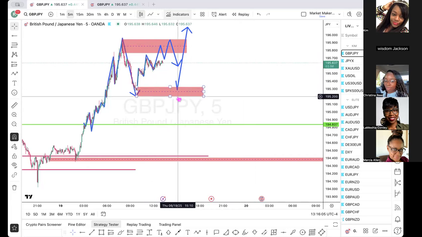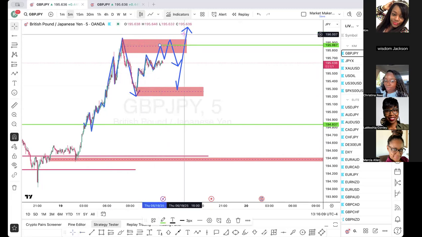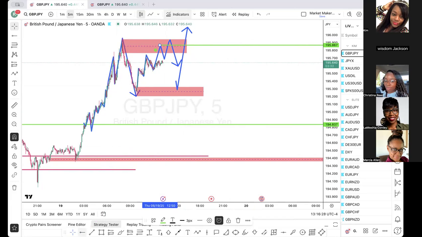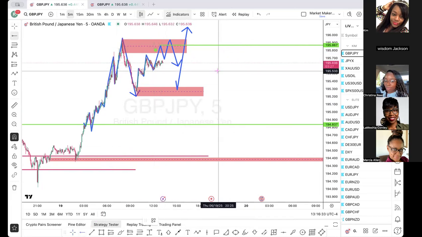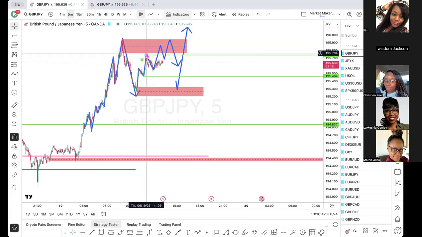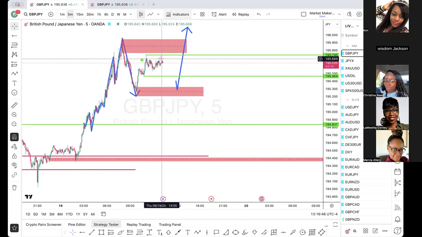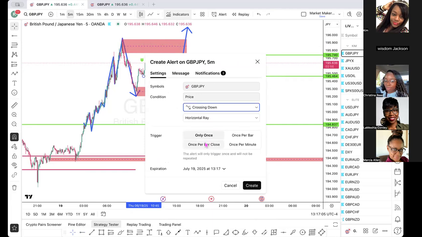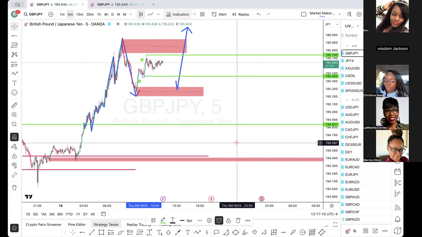Now, you could set an alert. Again, I'm going to go over it. You can set an alert here and then set an alert here, right? Use crossing up, bar close, create. So bar close, cross up, meaning once a bar closes and crosses above this zone here, it'll give you an alert. Or if the bar closes and crosses down, crossing down, bar close, you can set an alert here. Okay, this would be the alert I would set.